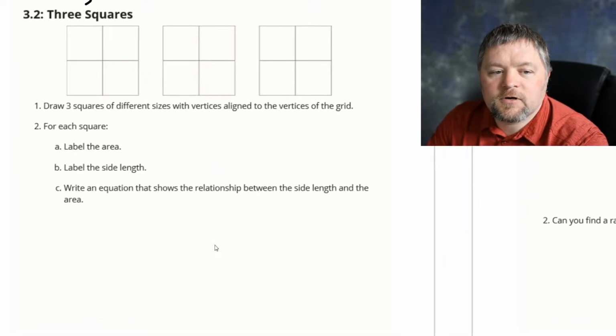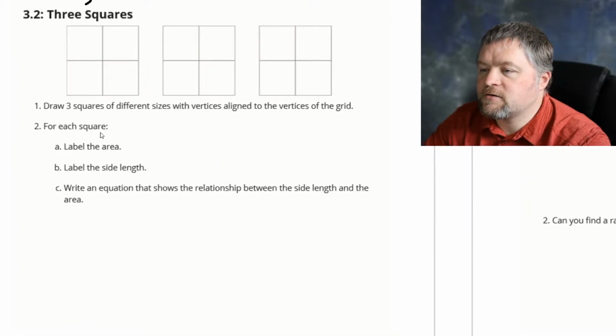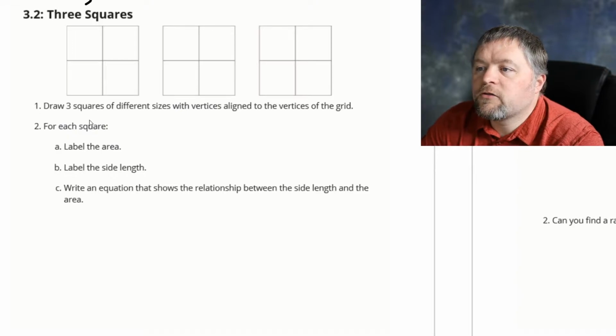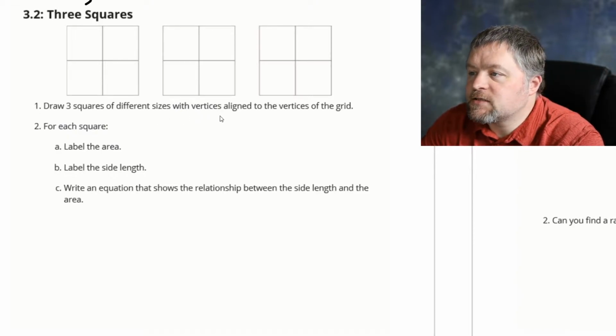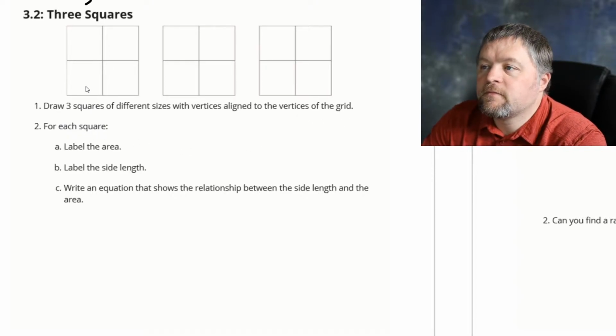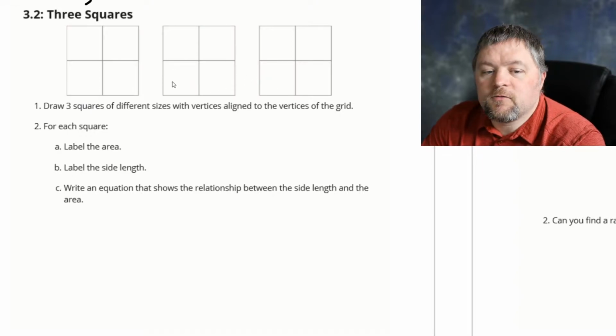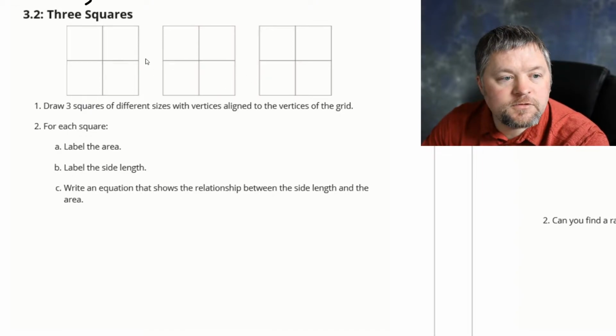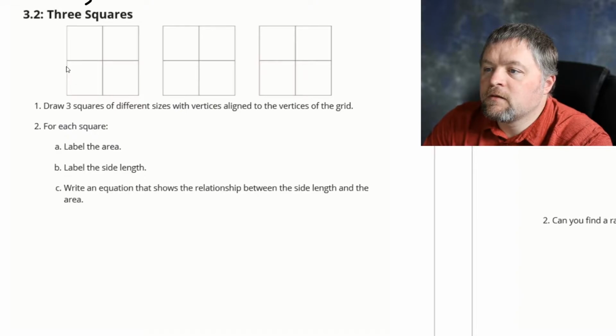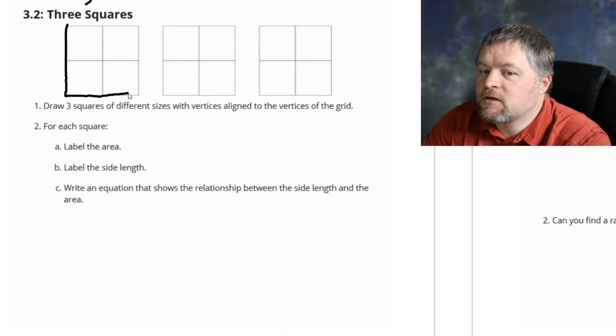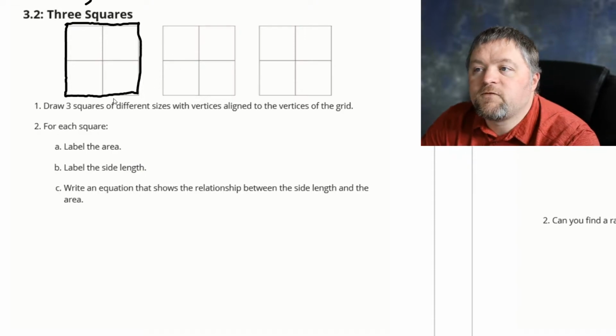Okay, next question here. 3 squares. Draw 3 squares of different sizes with vertices aligned to the vertices of the grid. So we have 3 grids here we can use. First, I will draw the obvious full square.